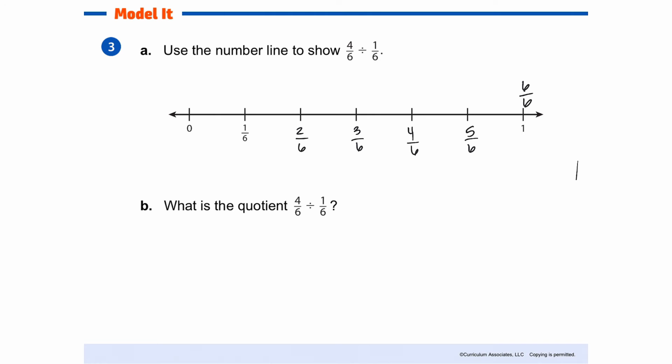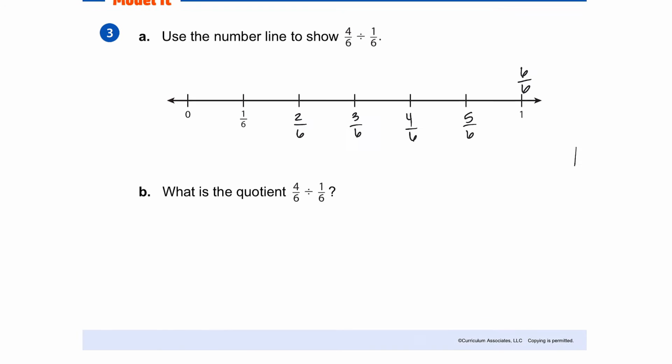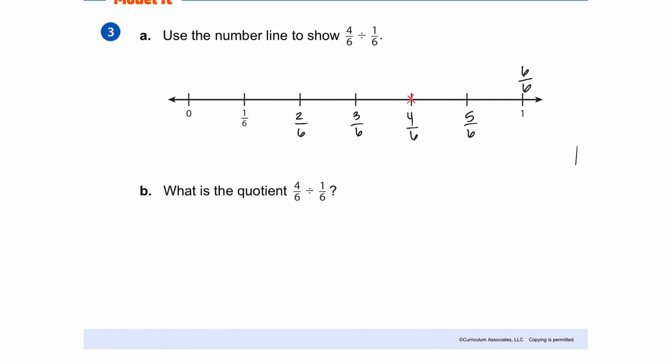So it says use the number line to show 4/6. So here I am at 4/6, divided by 1/6. So I need to count how many times I'm hopping 1/6 to get to 4/6. 1, 2, 3, 4. So my quotient here is, I did 4 groups of 1/6. So my quotient is 4.